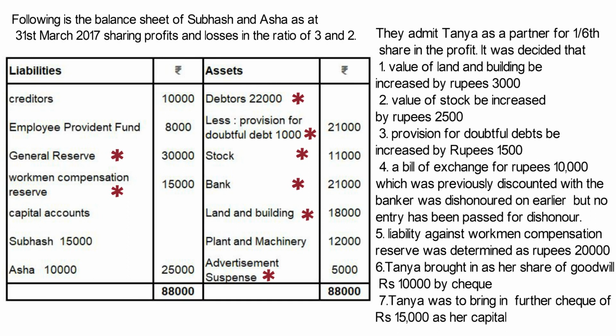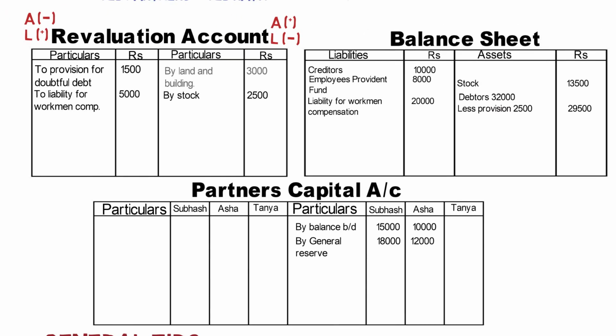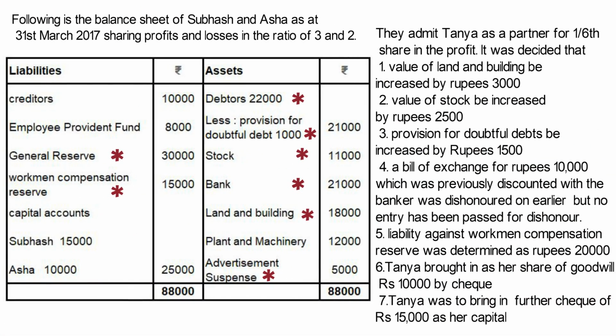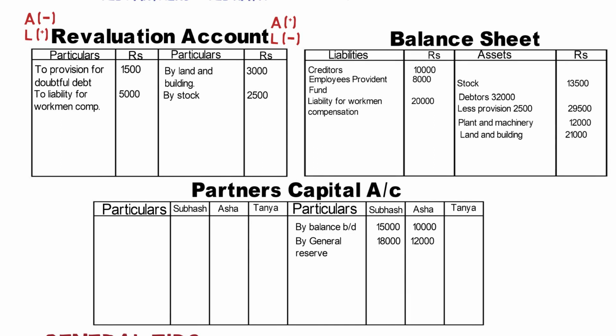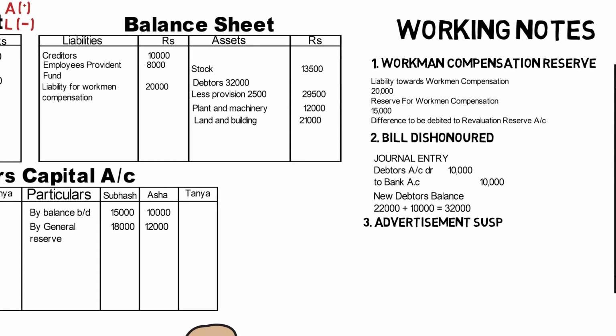Land and building of Rs 18,000. There is an adjustment for the same. The value of land and building is to be increased by Rs 3,000. Similar to stock, an increase in the value of an asset comes on the credit side. Therefore, record the increase in the value of land and building on the credit side of the revaluation account and give its effect in the balance sheet. Next, plant and machinery of Rs 12,000. Since there is no adjustment for the same, record the same value in the new balance sheet. Advertisement suspense account of Rs 5,000.